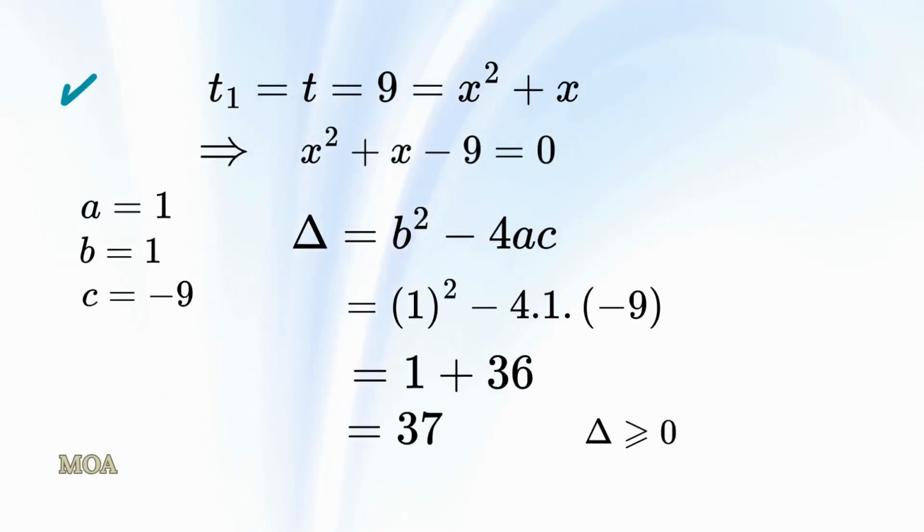Now, let us move to the second equation. Here, we replace t with the value 9 in the expression for t2. This gives us the equation 9 equals x squared plus x. We rewrite this equation in standard quadratic form, which becomes x squared plus x minus 9 equals 0. To solve this quadratic equation, we calculate the discriminant. The discriminant is equal to 1 squared minus 4 times 1 times -9. This gives us 1 plus 36, which is equal to 37.